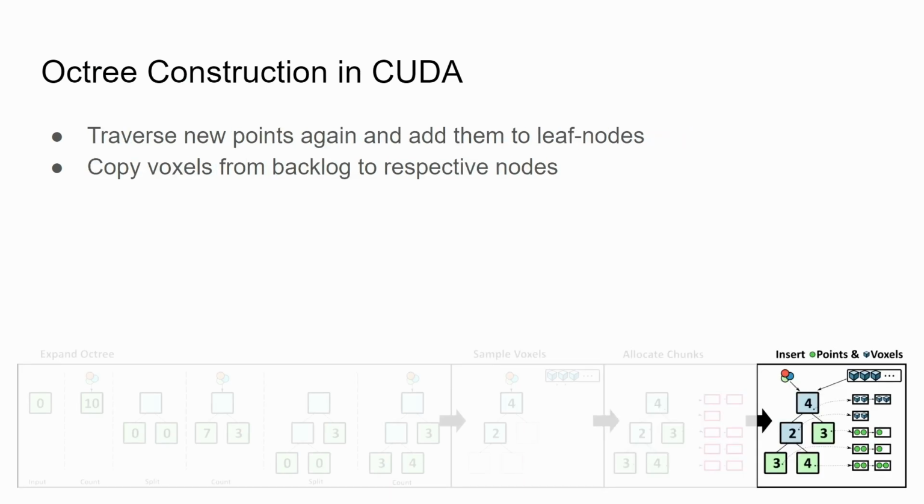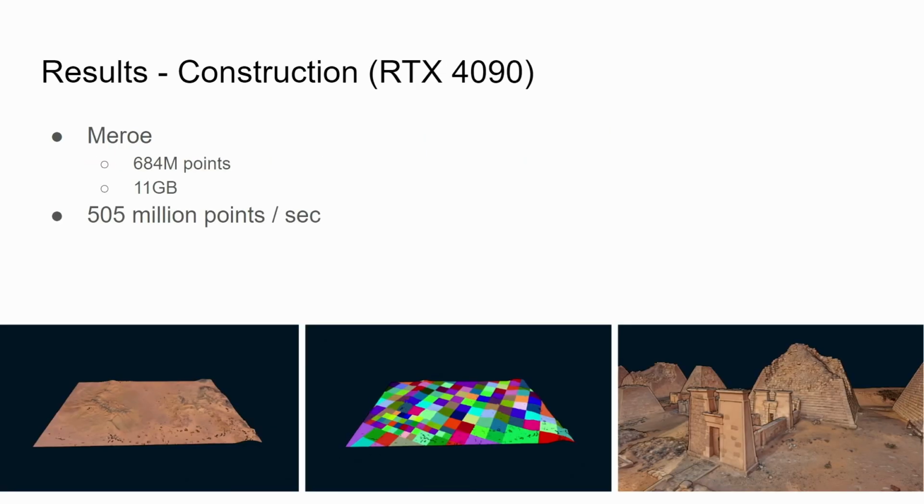we now take the points again and traverse them again. So we do lots of traversal here, but traversal is really cheap. We traverse them again to the leaf node. Now we can actually insert the points into these chunks here. And then we take the voxels that we previously generated and actually insert them into the respective inner nodes of the octree. So that's pretty much it for the octree construction. We just repeat this until all of the points are inserted. There are some more details that you can look up in the paper, but these are the most important steps here.